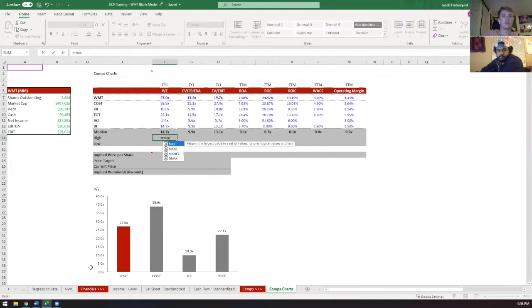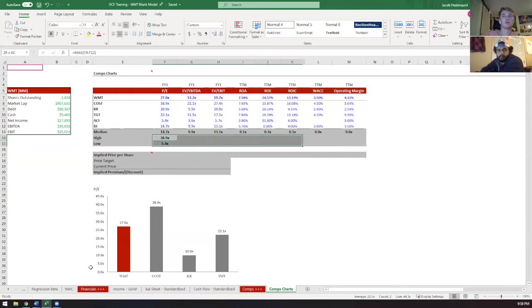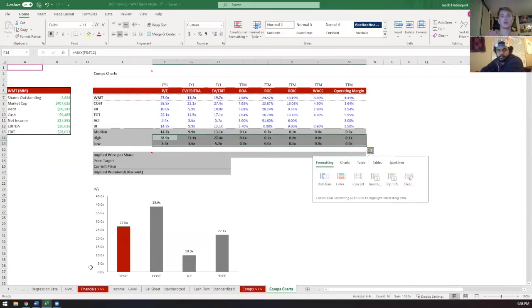High and low are more just for show; these won't be used in actual calculations. But if you wanted to show someone, hey, these are my comps, this was the biggest, this was the smallest, that's the reason we do it. So we'll do MAX here, and then here we'll do MIN, close the parentheses, and we'll drag that over, Control R to move it over, and there you go.